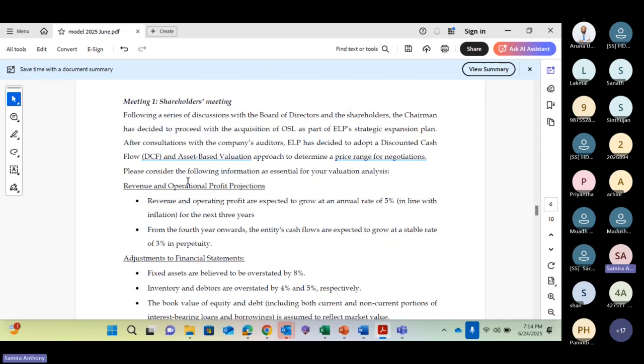Please consider the following information as essential for your valuation analysis. Revenue and operational profit projections: revenue and operating profit are expected to grow at an annual rate of 5%, in line with inflation, for the next 3 years. From the 4th year onward, the entity cash flows are expected to grow at a stable rate of 3% in perpetuity.